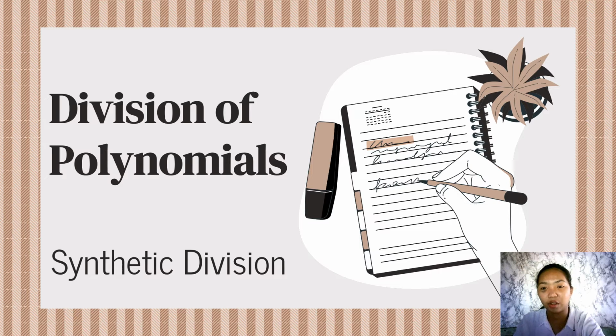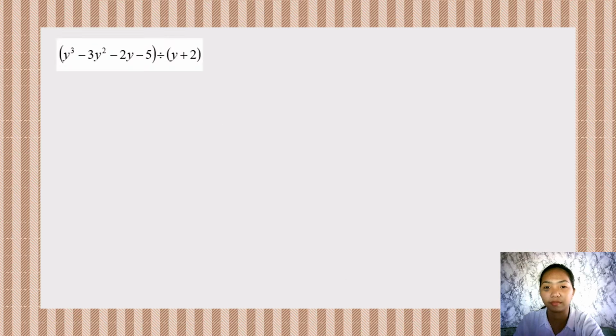Hi, today I will be talking about division of polynomials by synthetic division. First, given, we have y cubed minus 3y squared minus 2y minus 5 divided by y plus 2. The first thing in division is we must observe our dividend, if it has all the exponents, or if it's complete. And if it is, we will write the coefficients of our dividend.